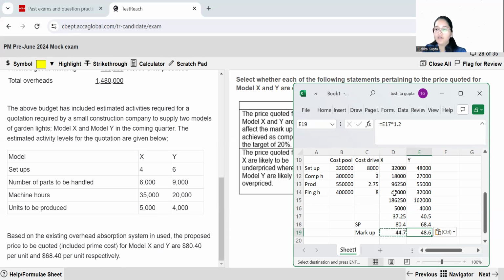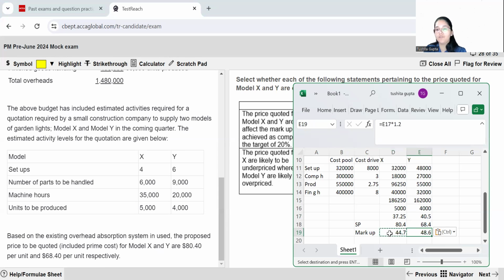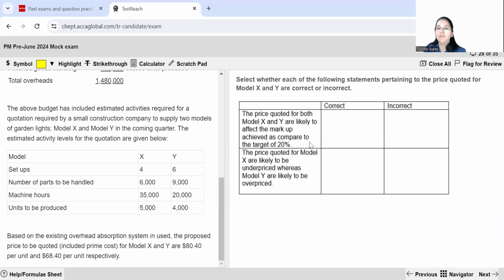So over here, the price quoted for both model X and Y, are they likely to affect the markup achieved as compared to the target? Definitely yes, because if you see, we are not including the prime cost over here, just applying a 20% markup on simply your overheads, you're getting these high figures. So definitely, this is going to affect the target markup, which you have thought to be 20%.